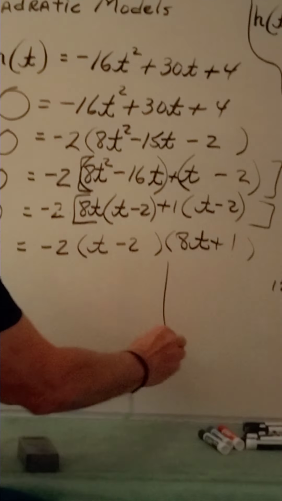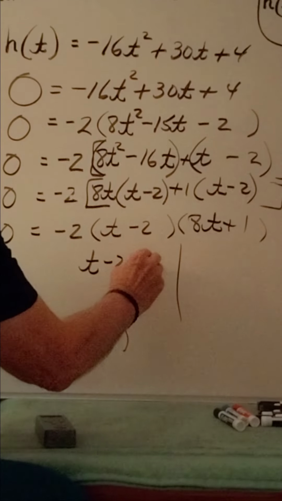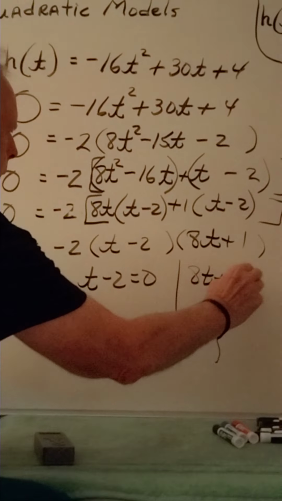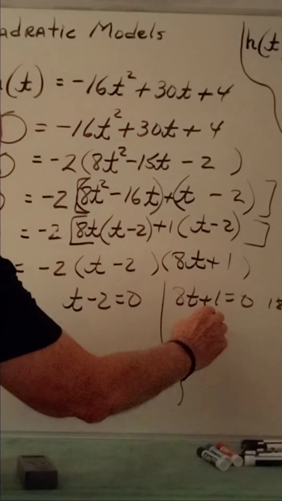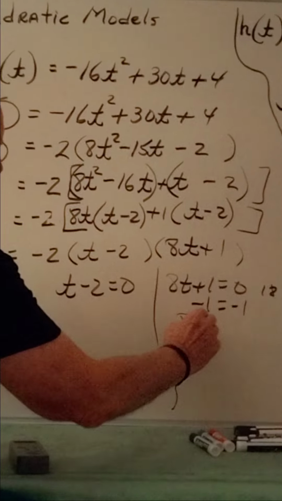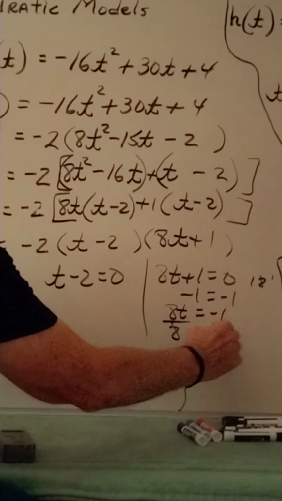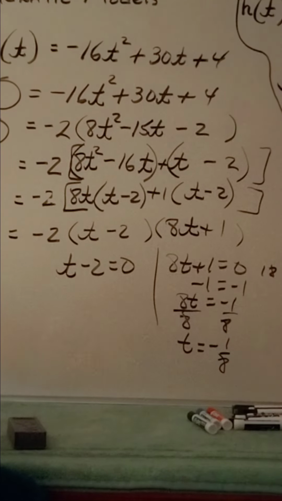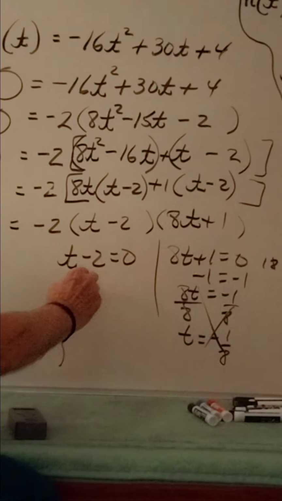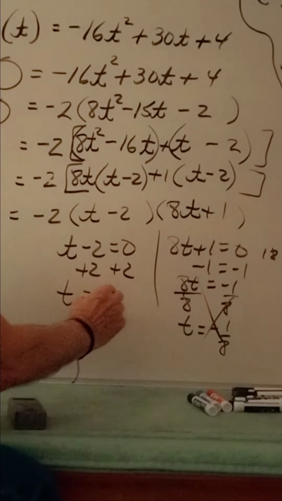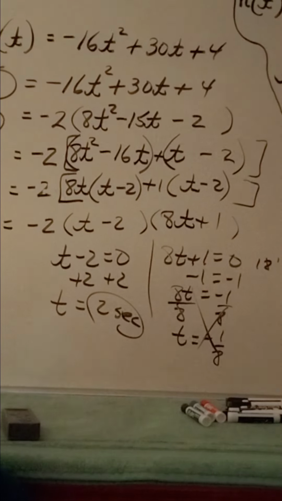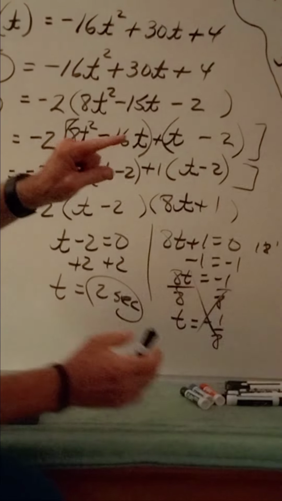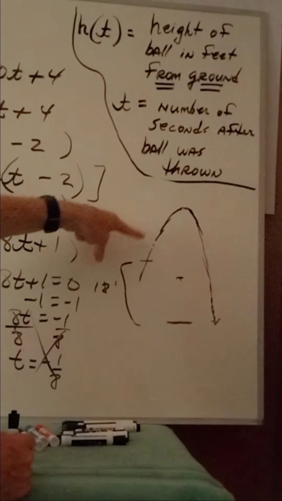And now let's set each one of these off to 0. T minus 2 is equal to 0. 8t plus 1 is equal to 0. We'll get this one out of the way first. That's a negative 1 on both, and we'll have 8t is equal to negative 1. We divide both by 8, and we get t is equal to a negative 1/8 second. It can't be negative. That one's rejected. But this one right here, positive 2 on both, the amount of time that will have elapsed will be 2 seconds. After he throws that ball, after a period of 2 seconds, it will have hit the ground, and that is exactly what we wanted to see.